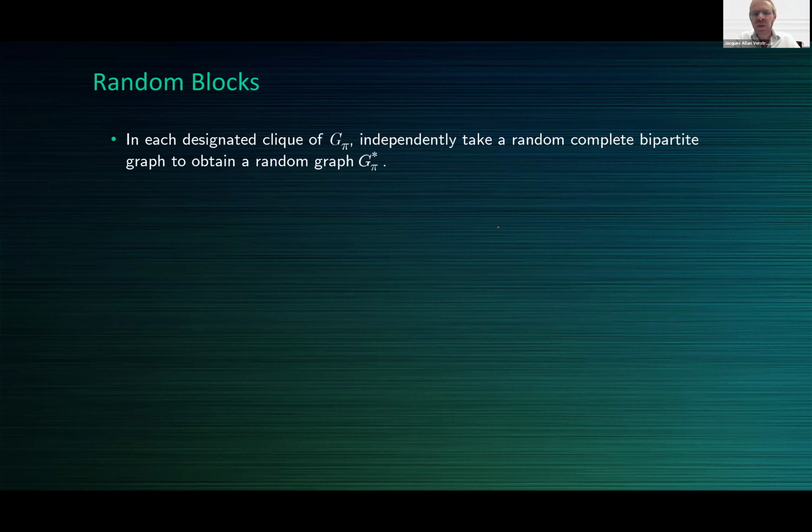The next step we're going to do inside each designated clique, I'm going to take a random complete bipartite graph independently for each clique, and I'll call that g pi star. Okay, so now we have a random graph. And I'll call this the random block construction. And it turns out to be much more useful than I originally thought.